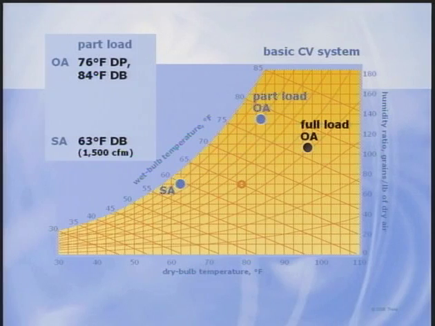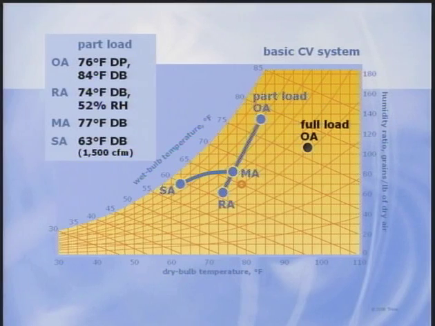It's cooler outdoors, so sensible load is lower, but there's more moisture, so the latent load is higher than at design. We start our analysis by assuming a return air condition from the zone to find the mixed air condition. Since lower sensible load requires less cooling capacity, the constant volume system delivers warmer and wetter supply air.